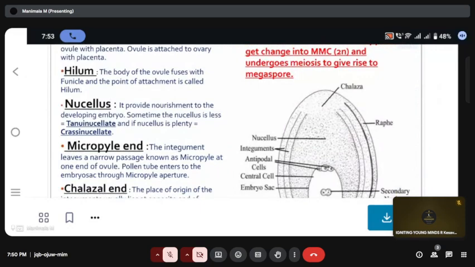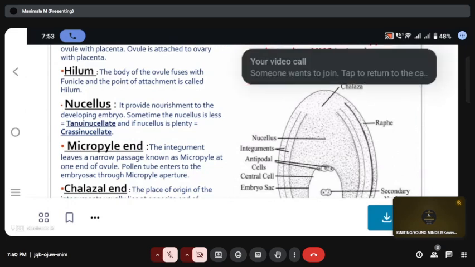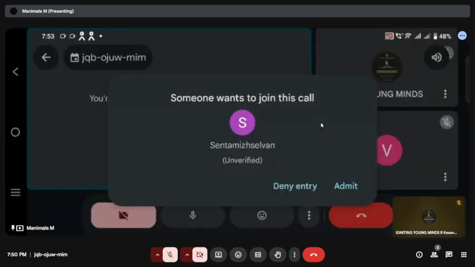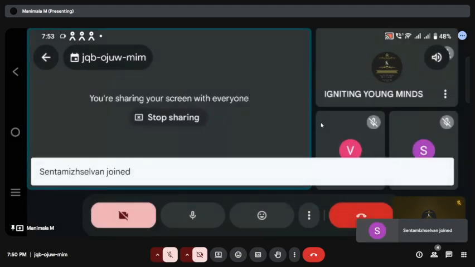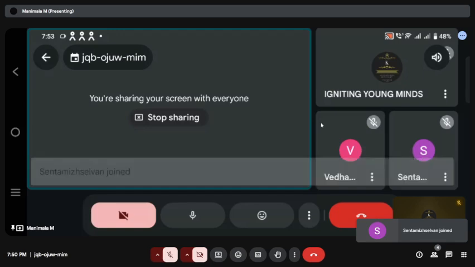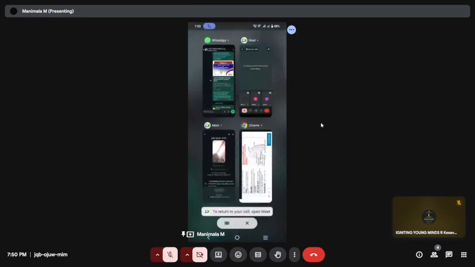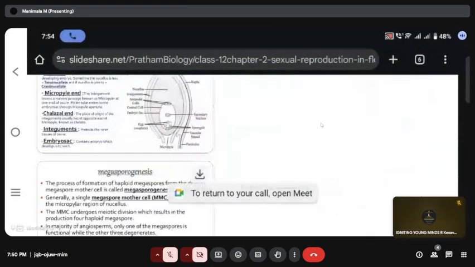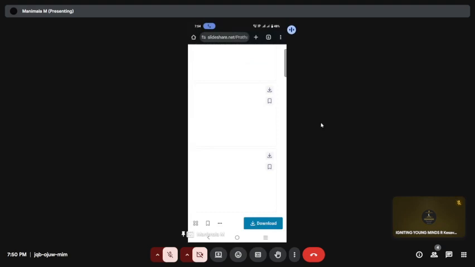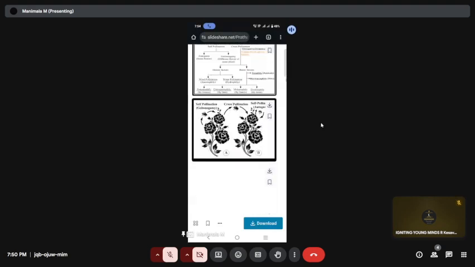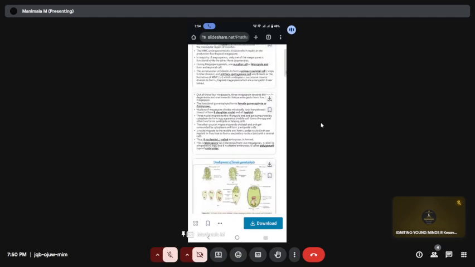It is very small, and generally an ovule structure consists of a central small tissue. That small tissue is called the nucellus.